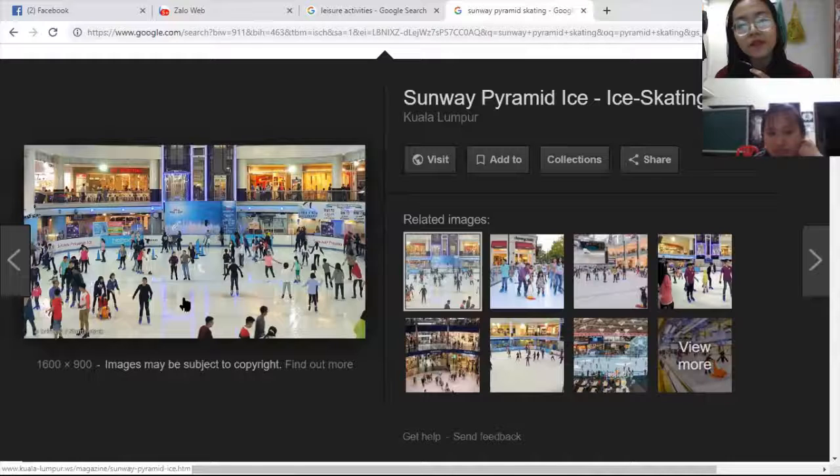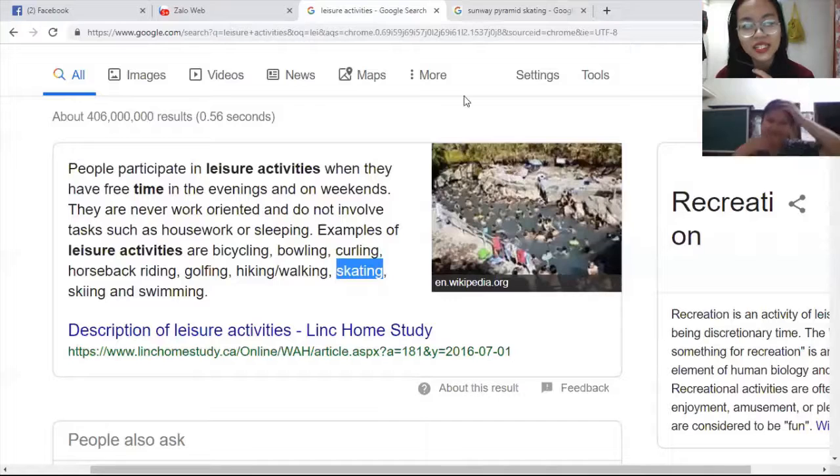So if I want to come here to skate, this means that I need to pay 10 ringgit to join in the activity. Can you understand? 10 ringgit? So much. 600,000 dong. A lot of money. Okay, so come back here.